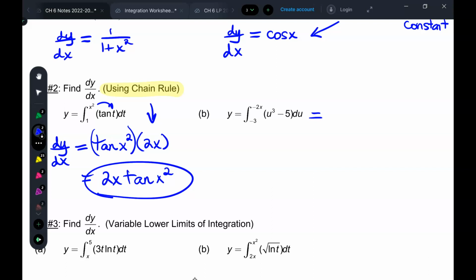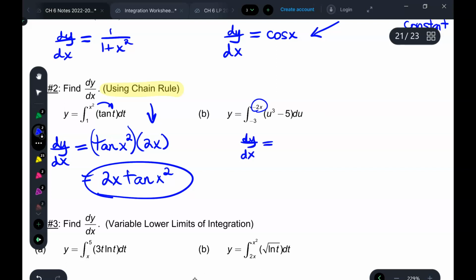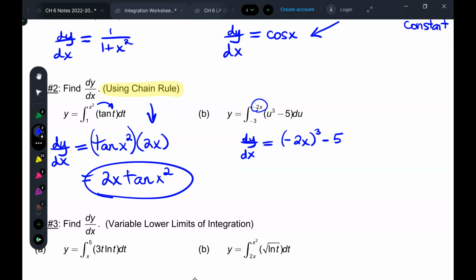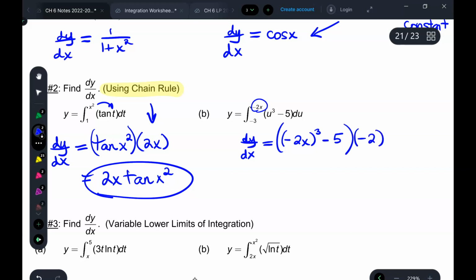Now this time instead of t, I have a u, but it doesn't matter. We're still just going to replace. Oh, wait, sorry, not equal. We're taking the derivative. So it's going to be negative 2x cubed minus 5, all times negative 2. So don't forget to multiply the whole thing by that derivative.